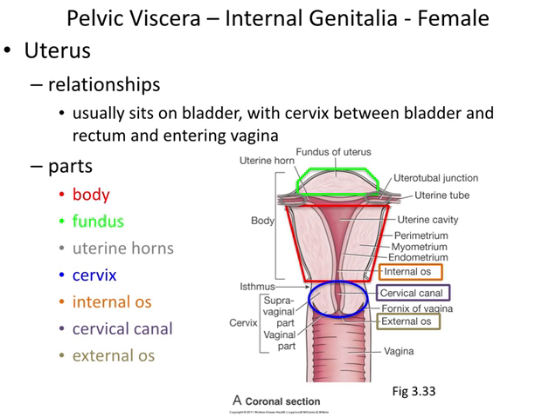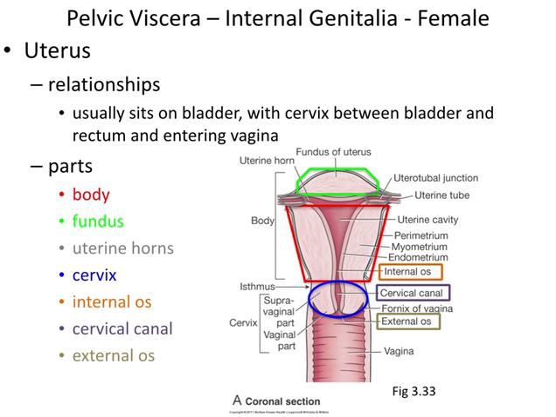The uterine cavity communicates with the cervix through the internal os. And then you have the cervical canal, which communicates with the vagina through the external os. So those are the different components of the uterus.